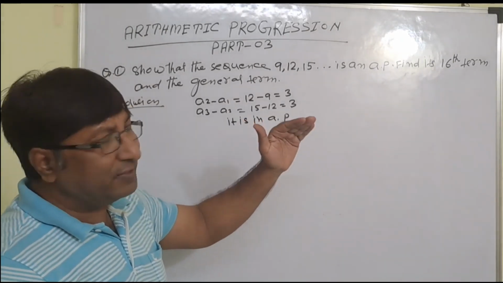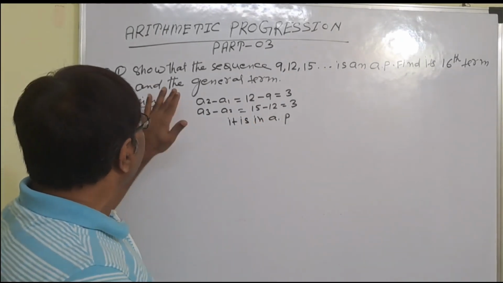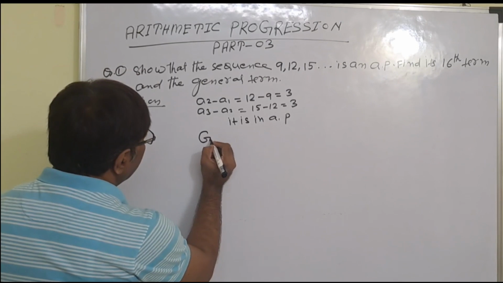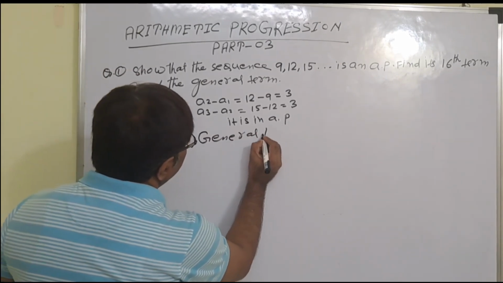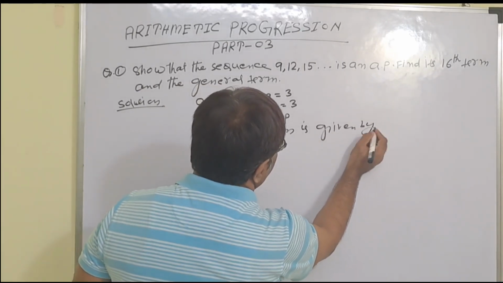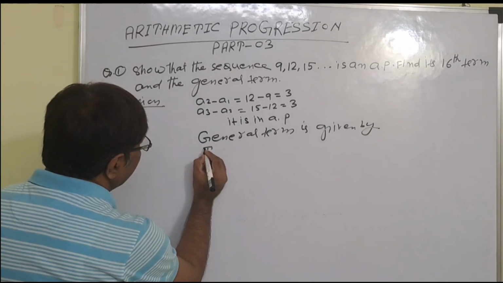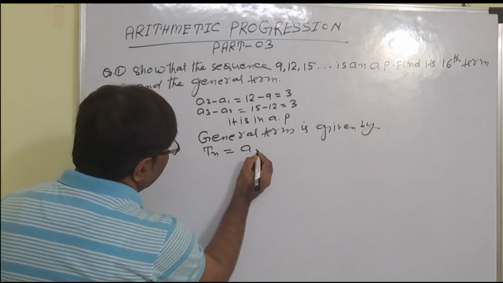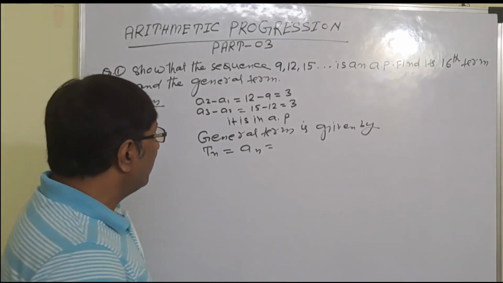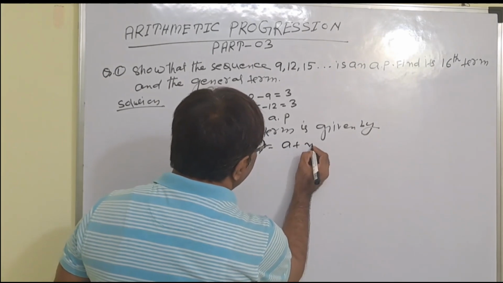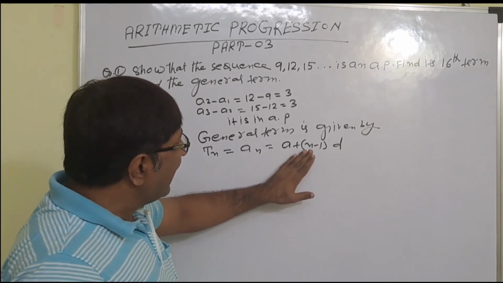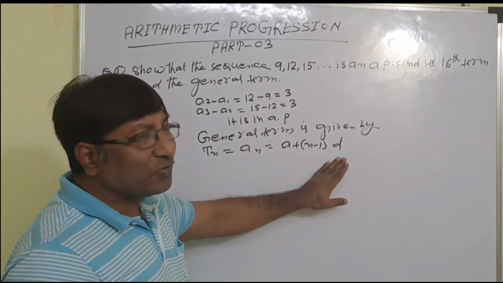Now find its 16th term. We have to find the 16th term and the general term. You know the general term formula. The general term, that is the nth term, given by Tn or An, both are the same, equals A plus n minus 1 into d. A is the first term, n is which term we have to find, and d is the common difference.